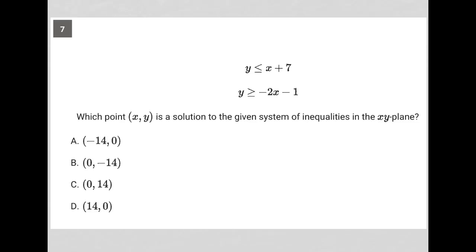So this question starts off by providing us with a system of inequalities, which typically we can treat just like a system of equations. The question goes on to say which point xy is a solution to the given system of inequalities in the xy plane. My suggestion here is to treat these like a system of equations. Actually, I think the best way to solve this is by using a graphing calculator.